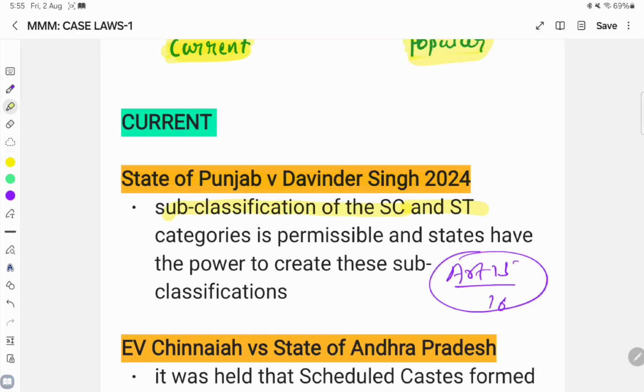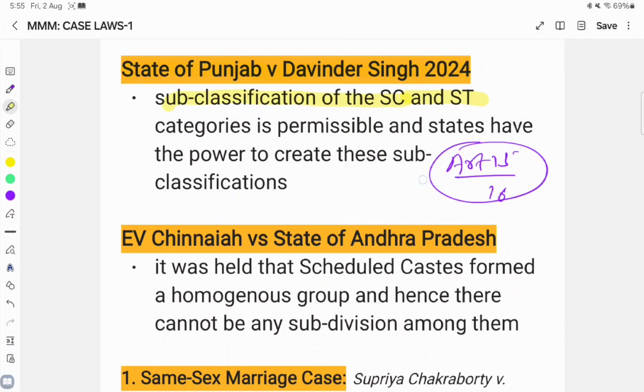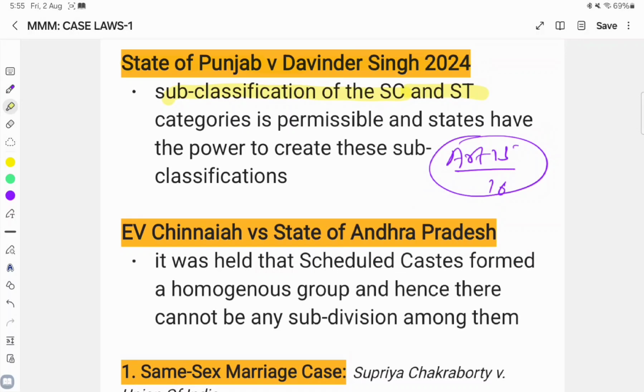Related to the reservation points, we can write this. In this case the Supreme Court overturned its previous decision, which was the E.V. Chinnaiya versus State of Andhra Pradesh case. In that case, the Supreme Court held that scheduled castes are a homogeneous group, so there is no need for subdivision. That was the previous judgment. In this judgment, the Supreme Court has overturned it.